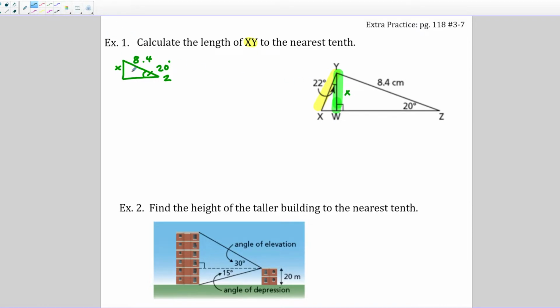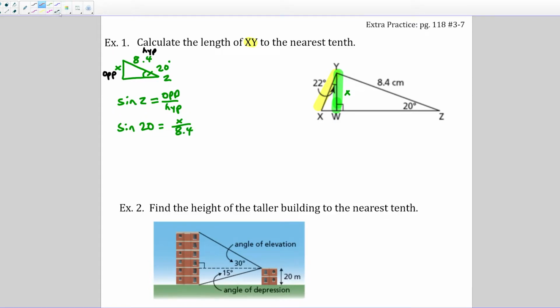So let's label the two sides that we're working with. So the opposite side is what we're trying to find out, and we have our hypotenuse here. So I am going to be working with the sine ratio. So sine of angle Z is equal to opposite over hypotenuse. I'm going to replace everything that I know. So I have sine of 20 is equal to X over 8.4.